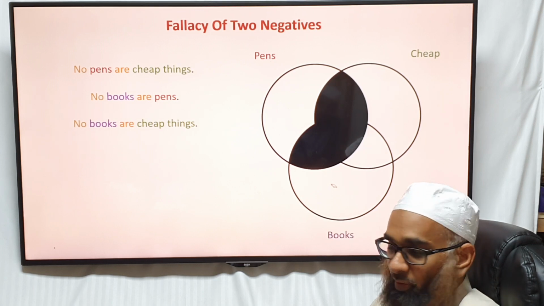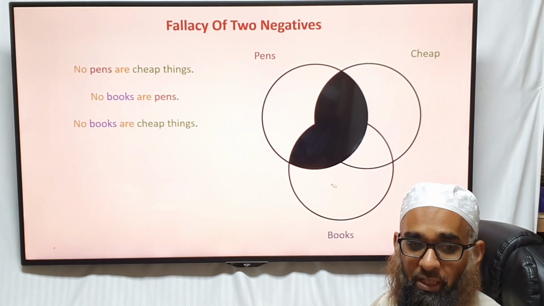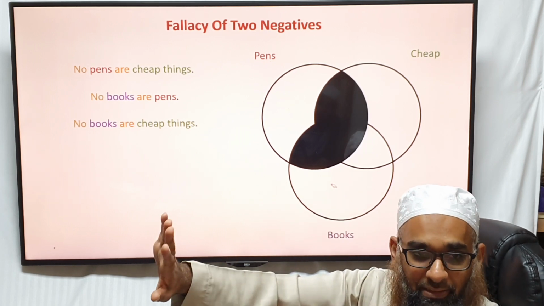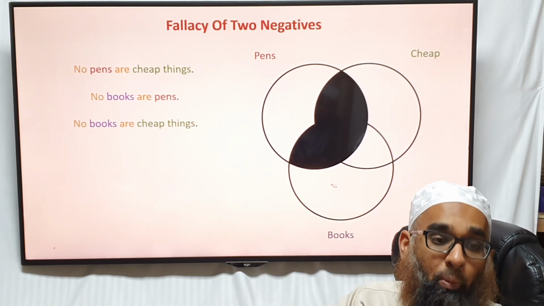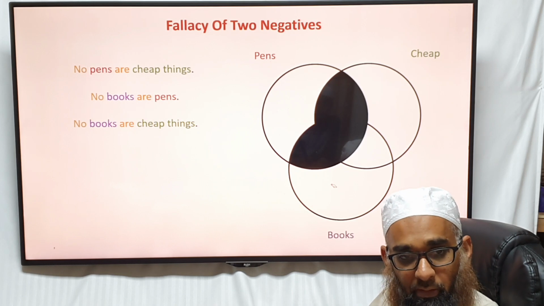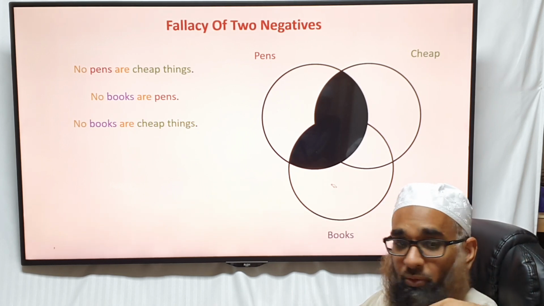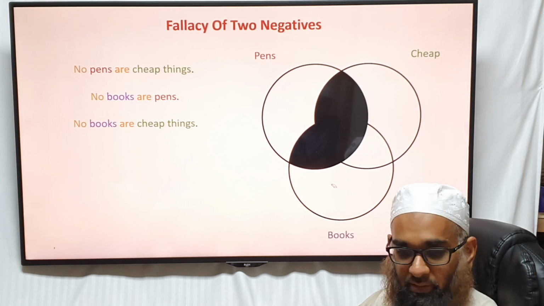We don't know if they are cheap or not cheap. We can't make any conclusion regarding that. We'll have to look at data. The form is not a valid form. What about the E and the O? Can you work anything with that? An A, E? No, you can't. Two negatives will never give a conclusion.